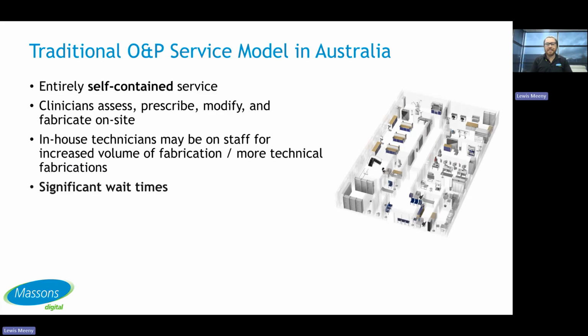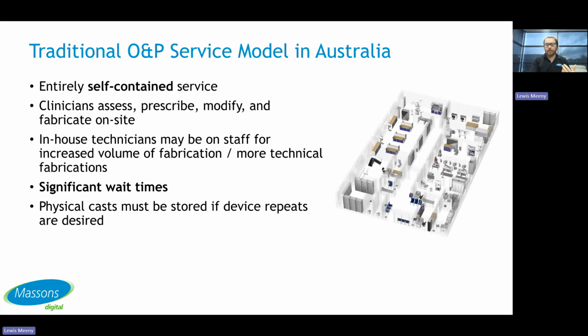This does normally lead to significant wait times, and if not in fabrication, it can even be in appointments as well, because again, everything is under the one roof. It all relies on everything working in cohesion to be efficient. Physical casts need to be stored on site if device repeats are desired, and that is something that takes up space in a lot of traditional styles of service.